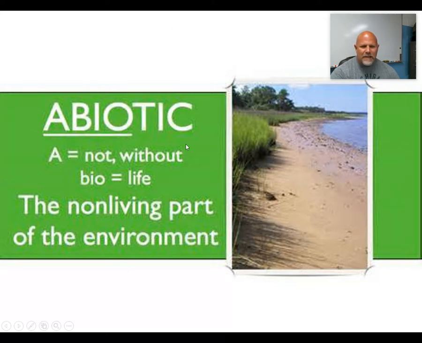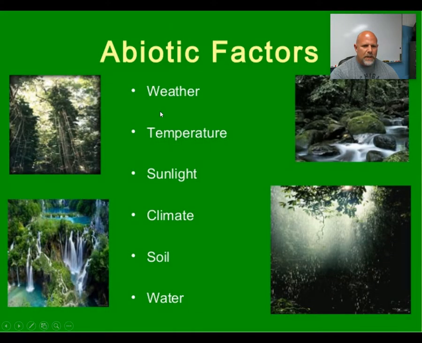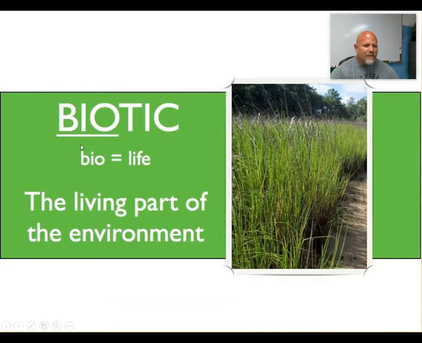So this would be the non-living stuff like water, sand, temperature, amount of rainfall, things like that are considered abiotic factors. Here's a list: weather, temperature, amount of sunlight, climate, and so on. You get the idea. So biotic factors are going to be the living parts. Okay, so they're going to be all the plants and animals and funguses and everything that's living in a particular environment.